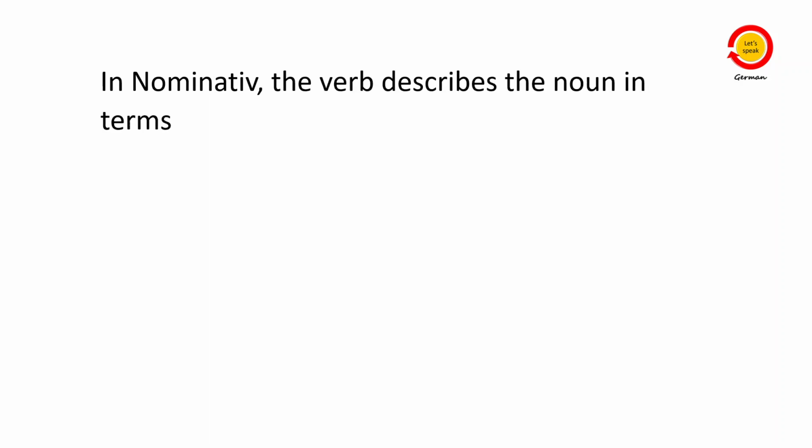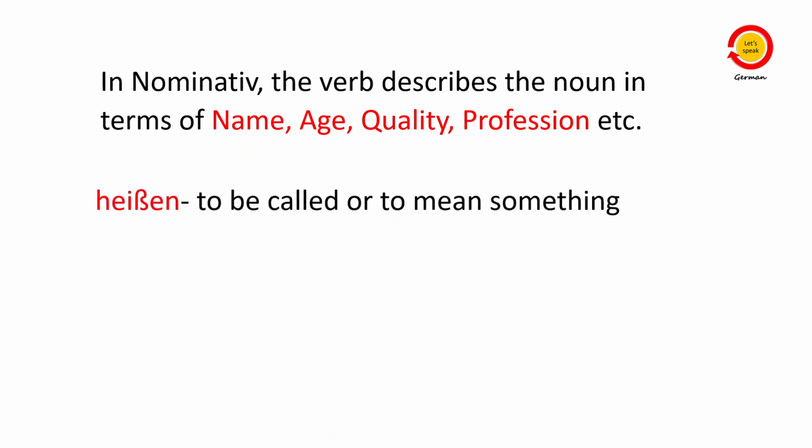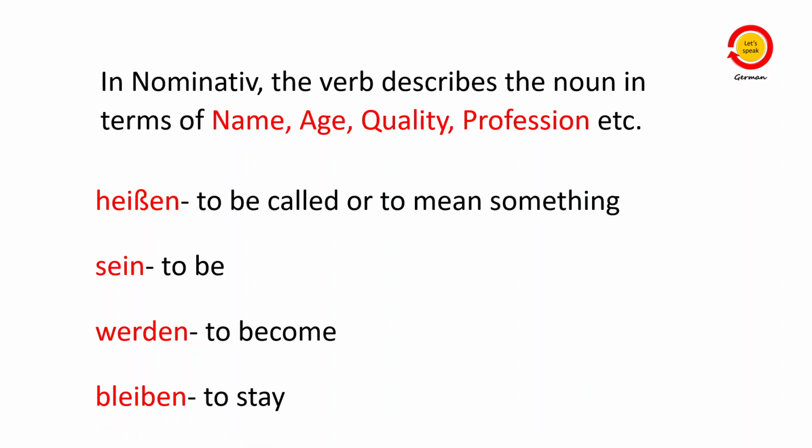In nominative, the verb describes the noun in terms of name, age, quality, profession, etc. The nominative is also used after these verbs: heißen, to be called or to mean something; sein, to be; werden, to become; bleiben, to stay; usw. Usw or und so weiter is an expression similar to etc. in English.